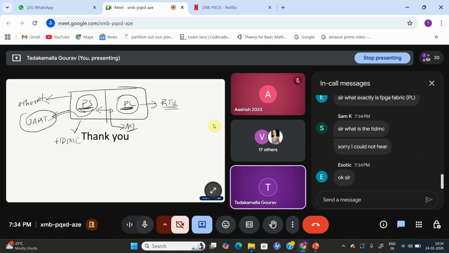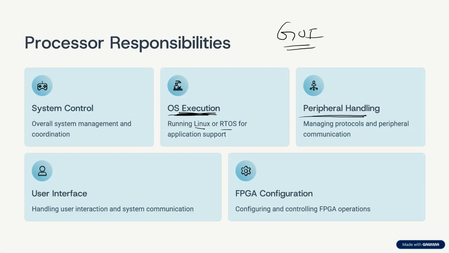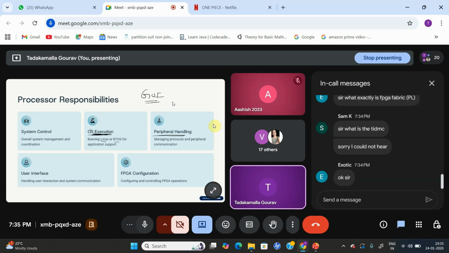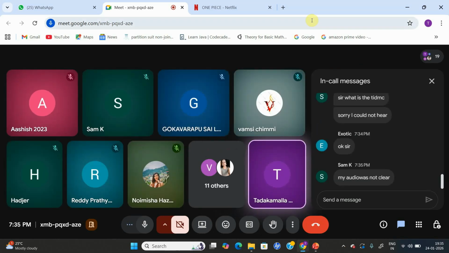TIDMC. What is this TIDMC? Sorry, I cannot understand what is TIDMC.